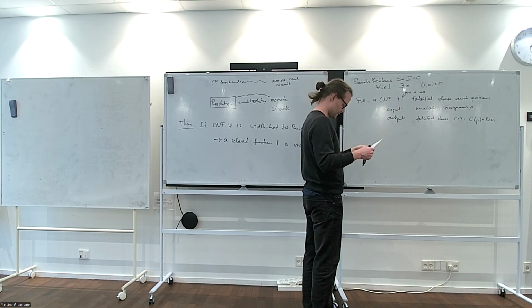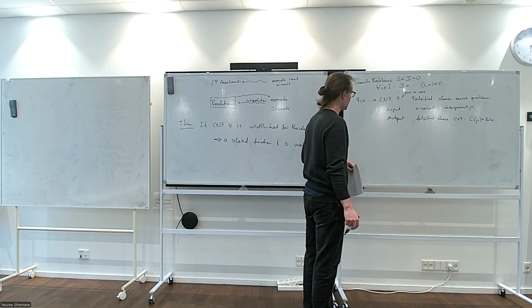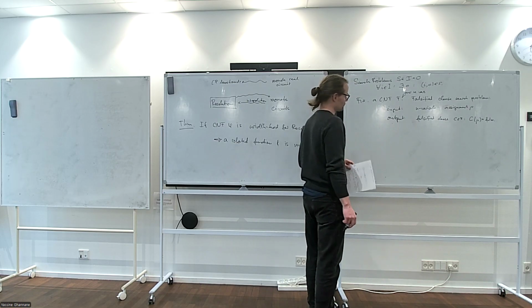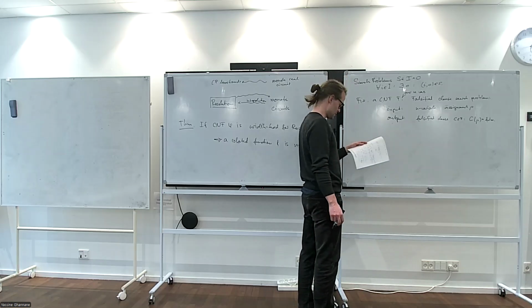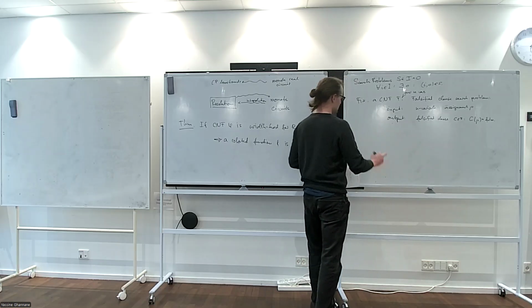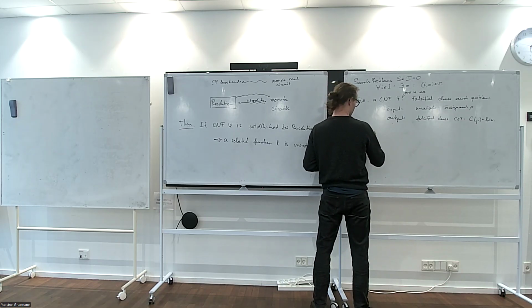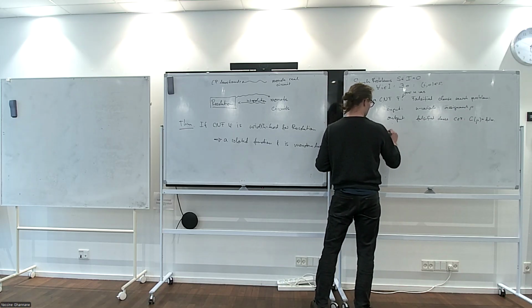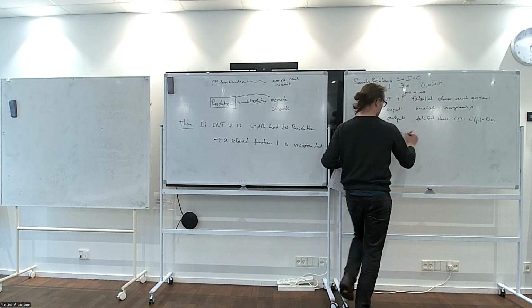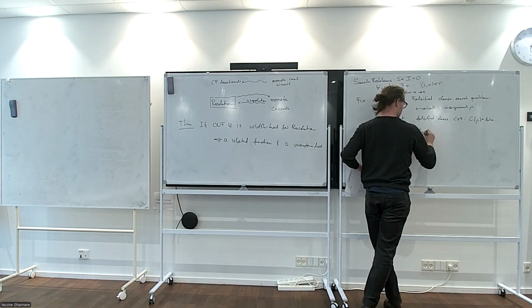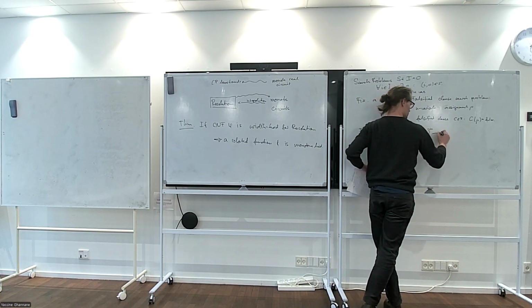All right. And then the other problem we're interested in is the monotone Karchmer-Wigderson game. For this, we fix a monotone function f mapping from {0,1}^n to {0,1}.